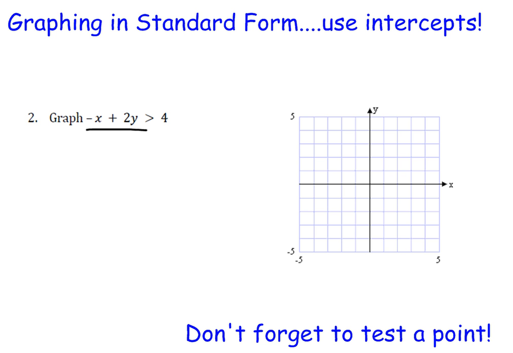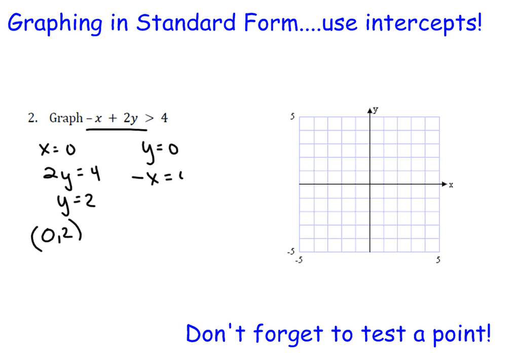Well, let's use intercepts then. All right, so let's let x equal 0. And so if I do that, then 2y equals 4. So y is going to equal 2. So my y-intercept is going to be 0, 2. My x-intercept, where y equals 0, so that's a negative x equals 4. So x equals negative 4. So that's going to be negative 4, 0.